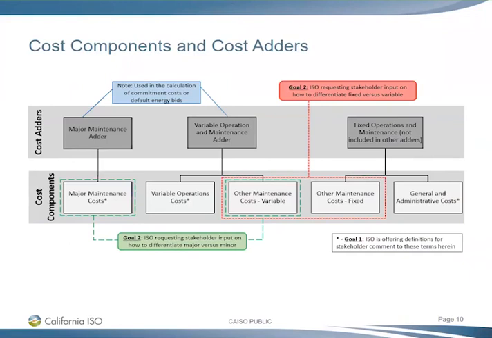Yeah, I think we would agree with that. These are maintenance activities that are required by certain regulations. I think we would see those falling into the general and administrative costs and therefore be fixed in nature, as you noted, and not included in either the major maintenance adder or the VOM adder. So, yeah, we agree on that.